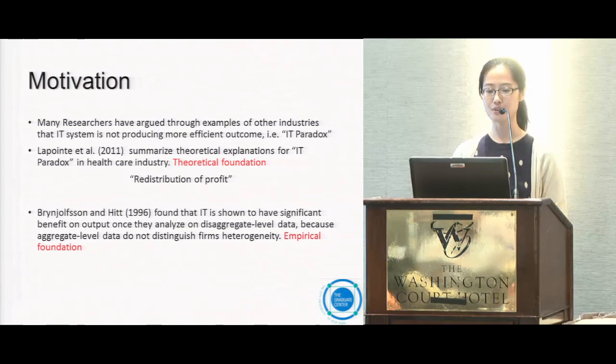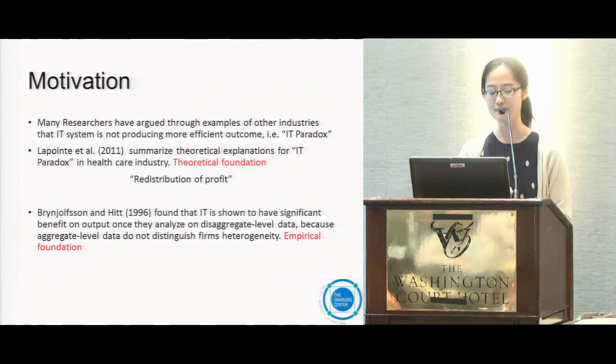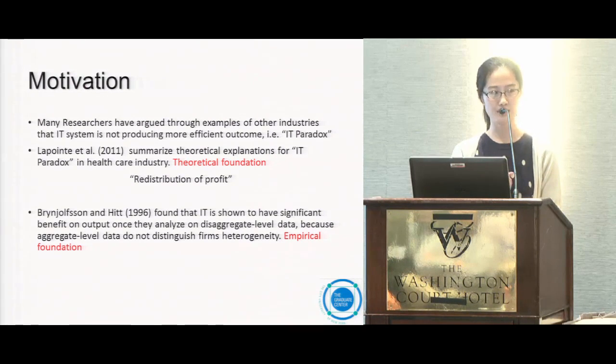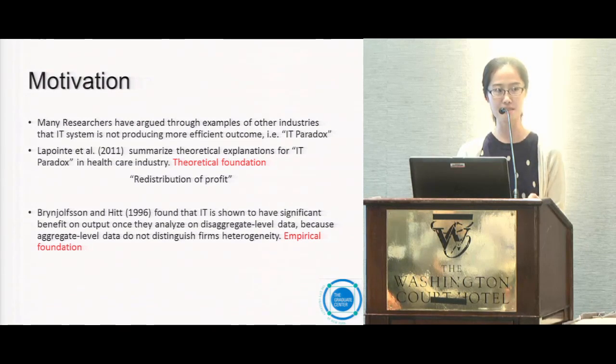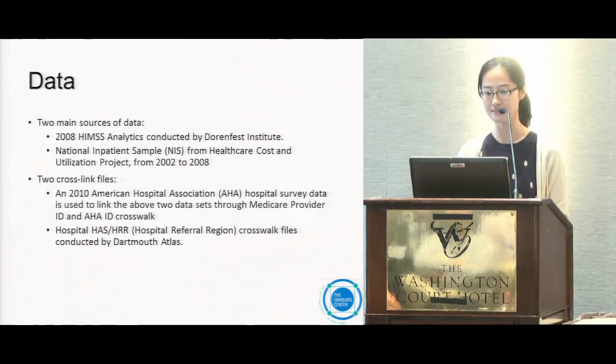Empirically speaking, Brian Hofson, the professor from the MIT Business School, and colleagues have used disaggregated-level data, and they were able to find some significant impact of IT systems on several other industries, such as manufacturing. They were saying that once you use the disaggregate level of data, it is much easier to identify some variations, which is very difficult to find in aggregate-level data. So empirically speaking, it is possible to find IT impact if we are using a disaggregate-level data set.